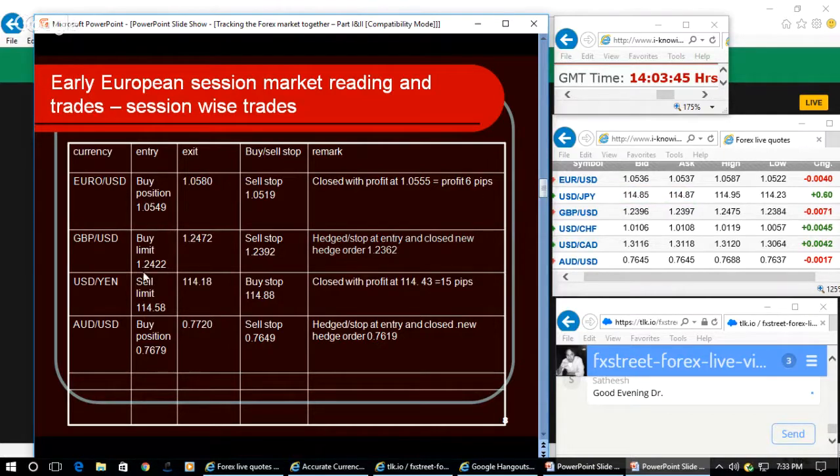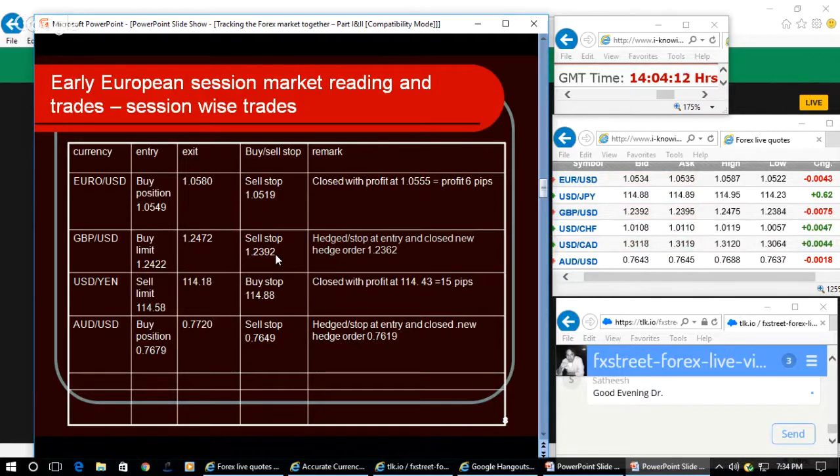1.0555. In the case of GBP, I took a buy position near the low 1.2422, and I kept a limit order that got filled, and then subsequently I was expecting a small move, but they hardly gained about 2-3 pips and then started making the slide. So I was not able to close the position, but I got hedged.